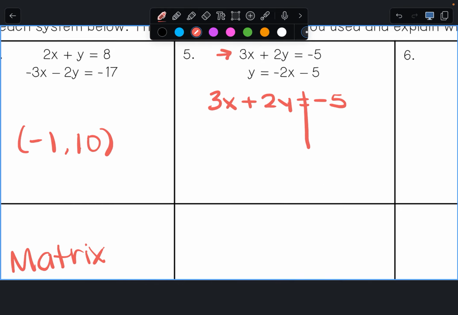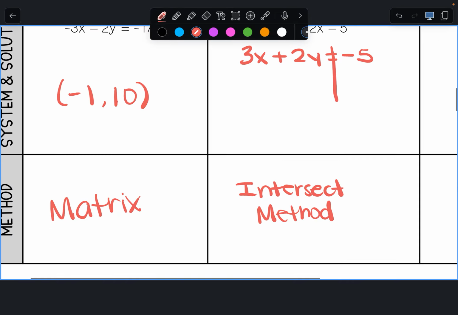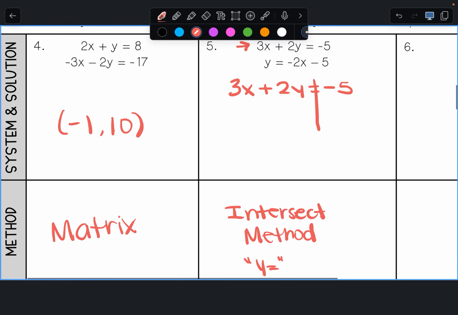So to solve, do what? This one is intersect method. Or you can just use the y equals method. Put it into y equals, second trace 5. So for intersect method, both of your equations have to be solved for y. On the STAR test, I can guarantee you that you're going to have one question where it's a mixture. One's in standard form, one is in slope-intercept form. So you get to decide which one you want to do.